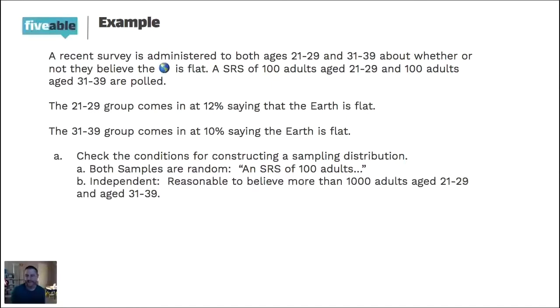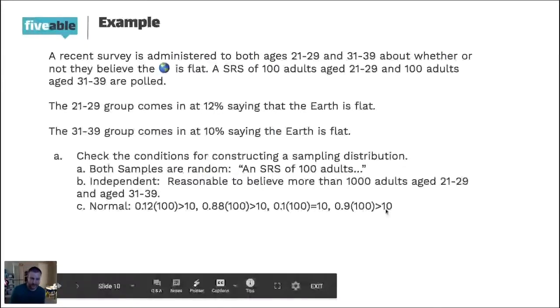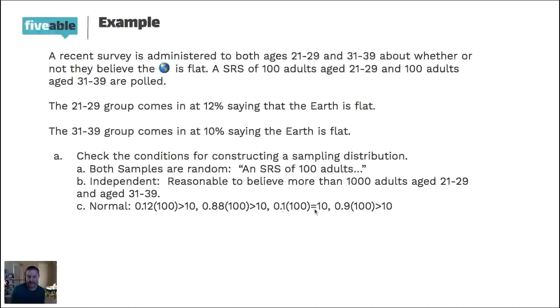All right, so what is the third condition? Normal, exactly. If we're doing a sampling distribution, to have anything special about that sampling distribution, it needs to be normal. Okay, and you can see I checked those. All of them are greater than or equal to 10. Okay, 12% of 100 is 12. 10 is equal to 10, which is fine. Greater than or equal to. And then 0.9 is greater than 10.